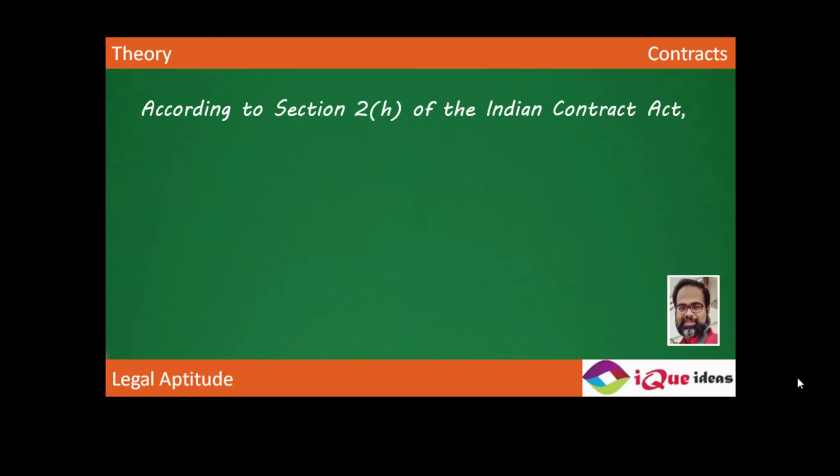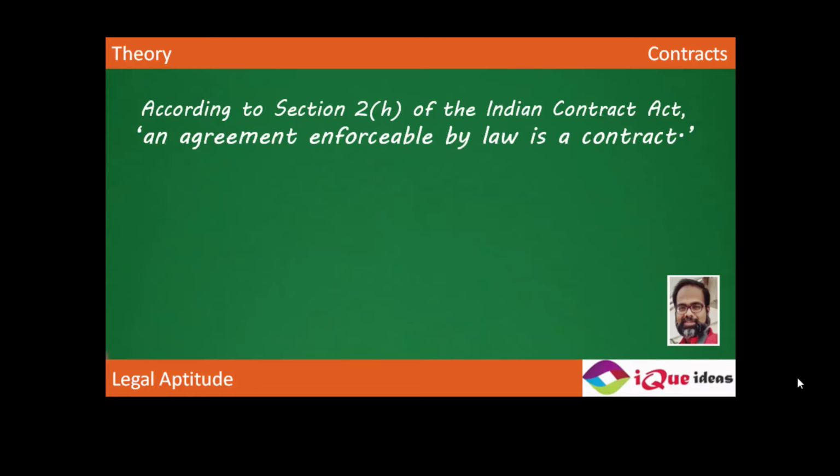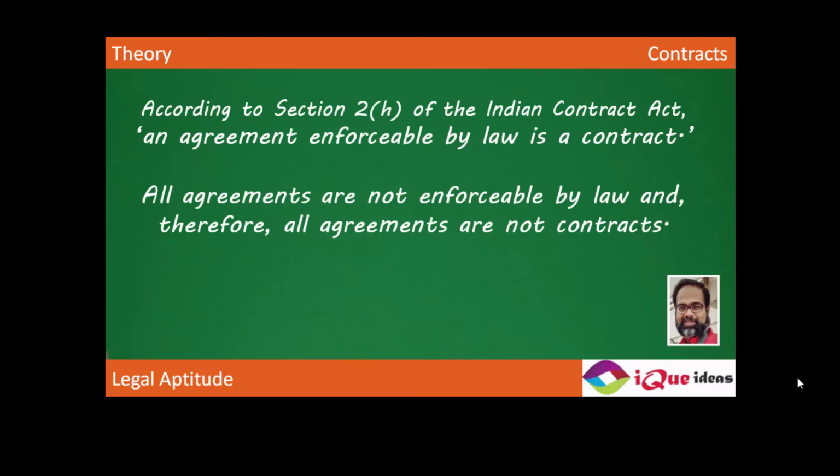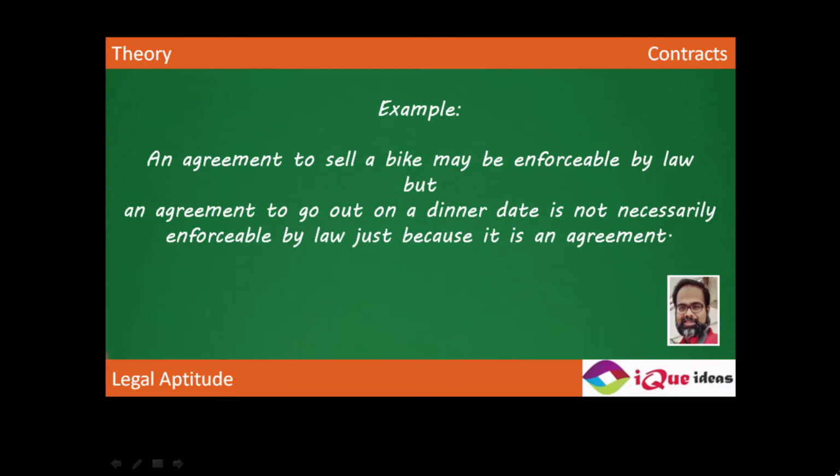Now, according to Section 2H of the Indian Contract Act, a contract is nothing but an agreement which is enforceable by law. So, we can derive that all agreements are not enforceable by law, and therefore all agreements are not contracts. For example, an agreement that two people make to sell and purchase a bike may be enforceable by law if one of the parties does not abide by the agreement. But if an agreement is made to go out on a dinner date, then it is not necessarily enforceable by law, because this just happens to be a social agreement and the law would not take it seriously.